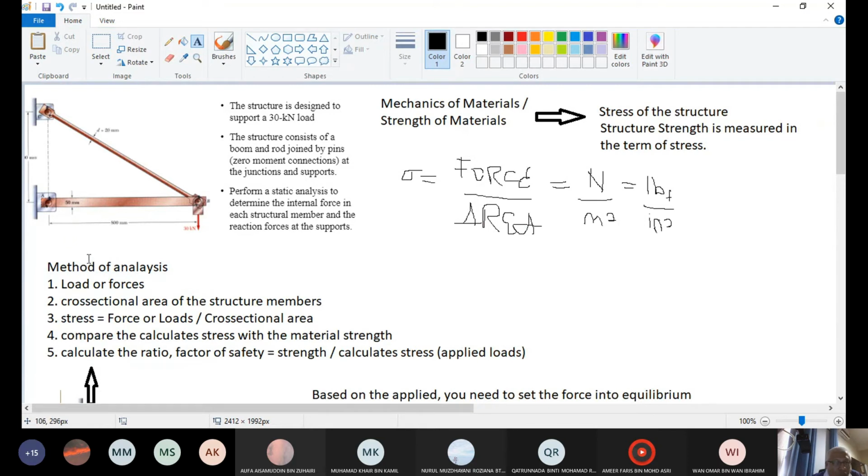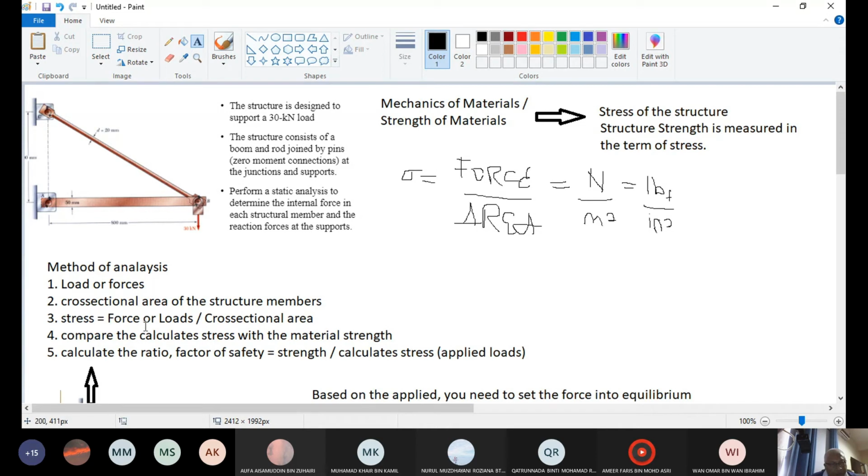We have to do many steps for you to get the load. Cross-sectional area is very simple. For a rod, it is pi r square. For a rectangular cross-section, it is width times height. The stress is easy: force over cross-sectional area.